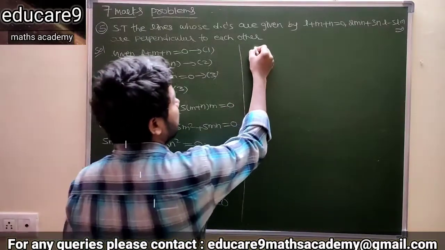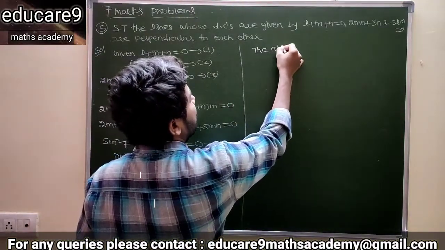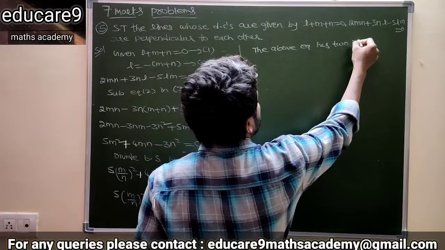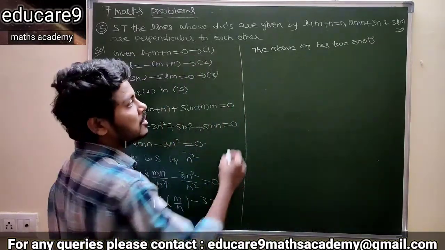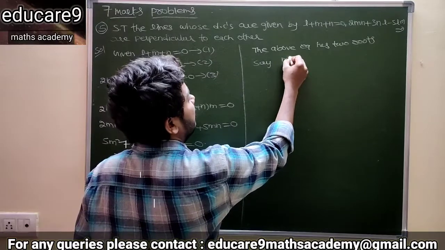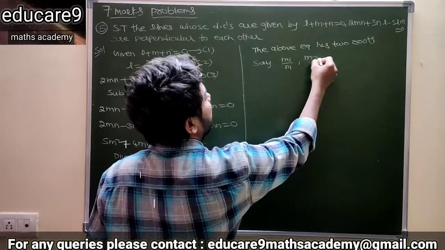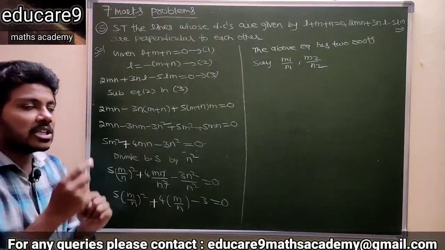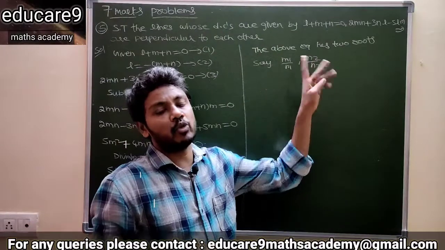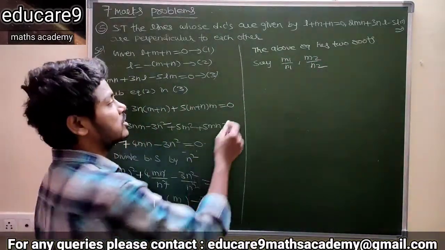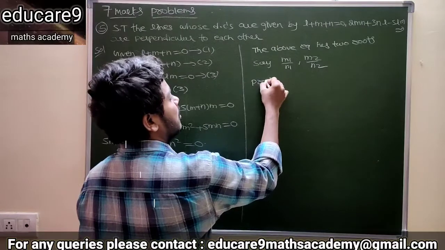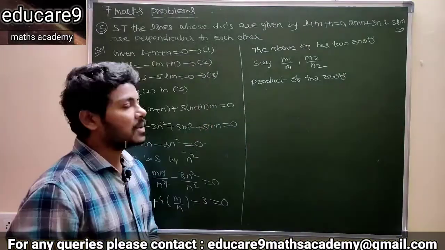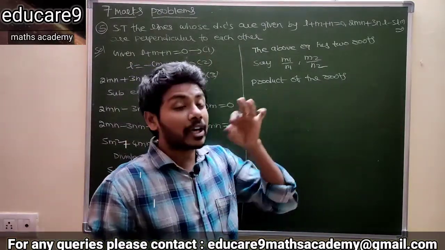See here, the above equation has two roots, say m1 by n1, comma, m2 by n2. Because this equation is in terms of m by n, that's why I am taking the roots m1 by n1, comma, m2 by n2. Now find the product of the roots. See here, we need to find the product of the roots.